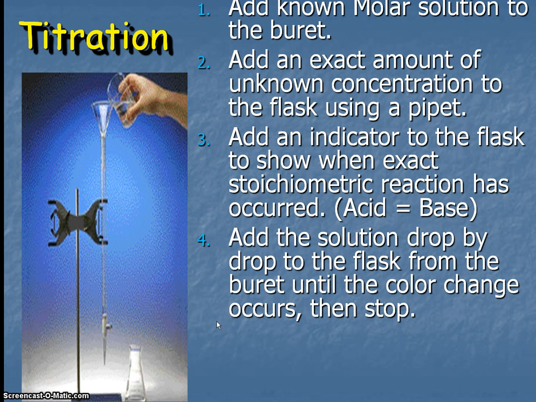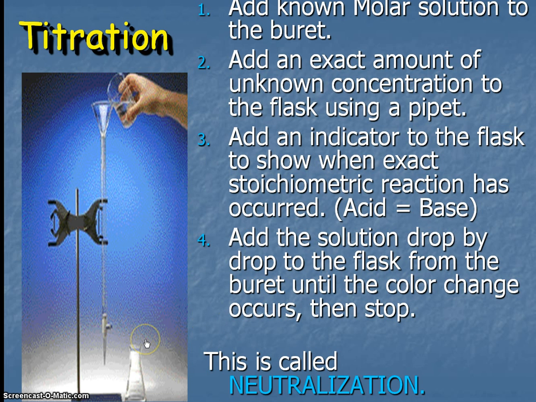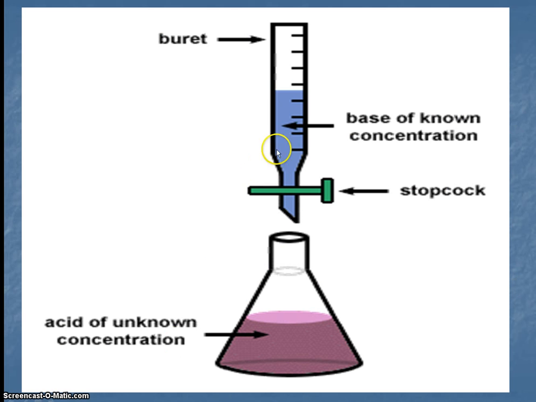When your acid equals your base, then you're at the end of a titration. This is called neutralization. With neutralization, you end up with salt and water. Okay? So, burette, you have the known concentration. This is a stopcock. You start with it horizontal to the ground, and you're going to go drop by drop into the unknown concentration. It depends on what you're doing.